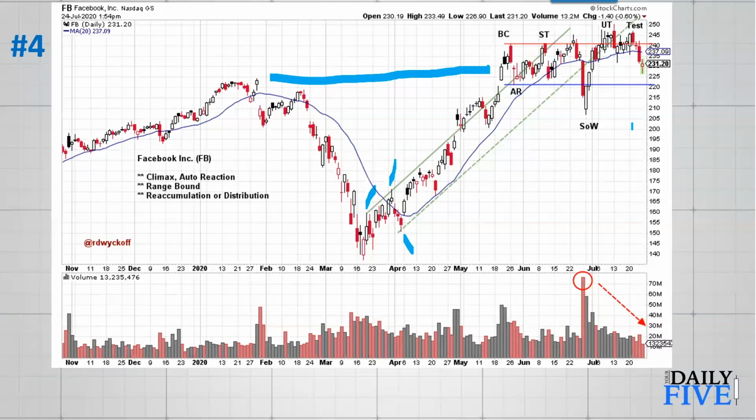the channel. So Facebook looks as though it wants to remain range-bound for a period of time here. And so we will watch this closely for signs of absorption to tell us that reaccumulation is poised to begin a new uptrend. Otherwise, we'll be thinking about distribution. But for now, the trend is our friend.